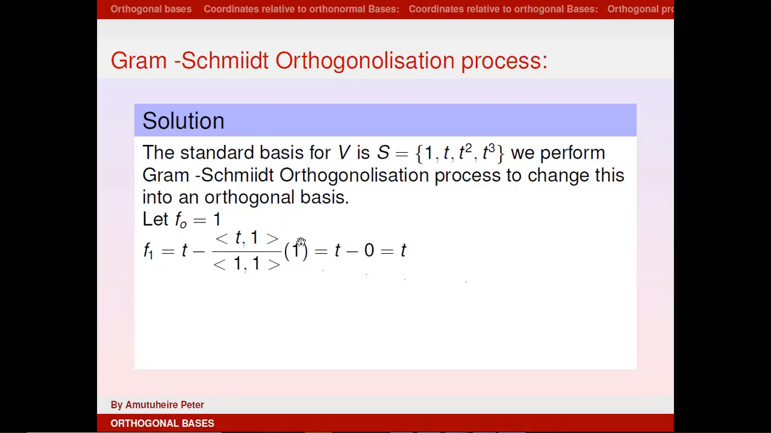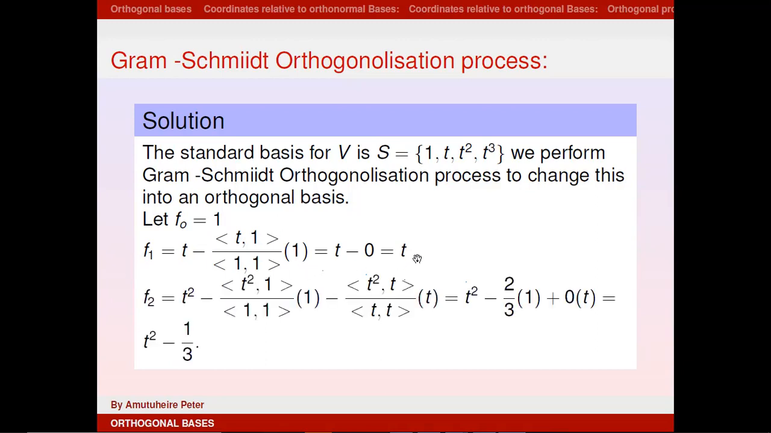So this is the only thing we are looking at because we only have F naught now. When we take the inner product of T with F naught, it gives us a 0. So we get F1 as T.